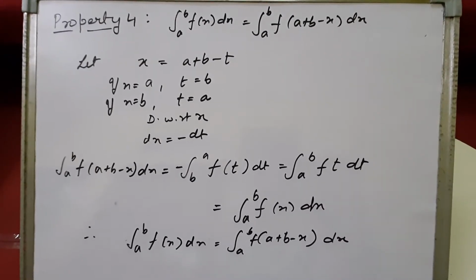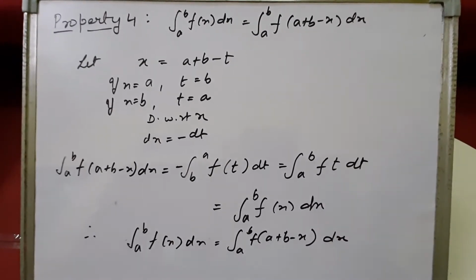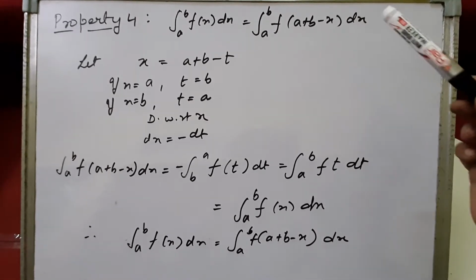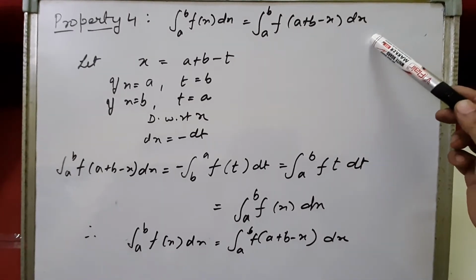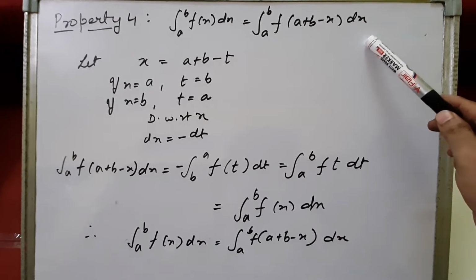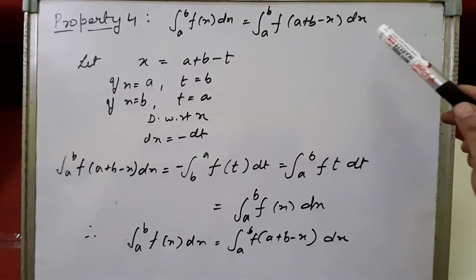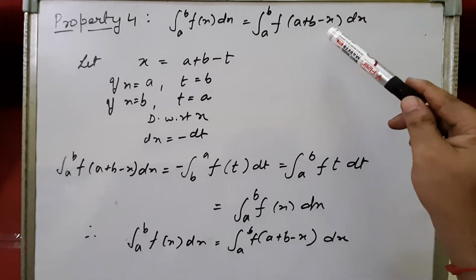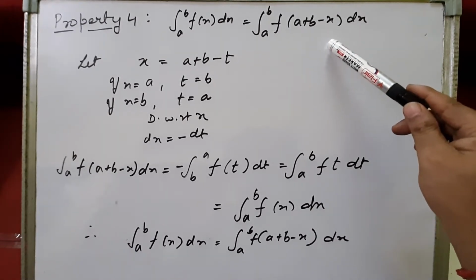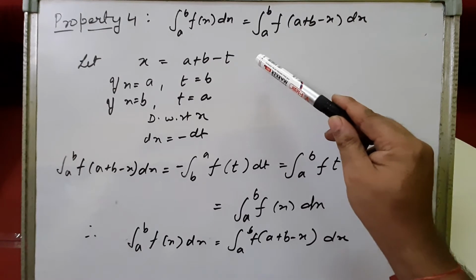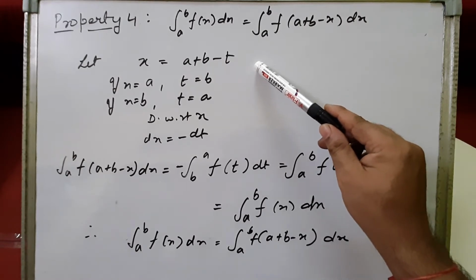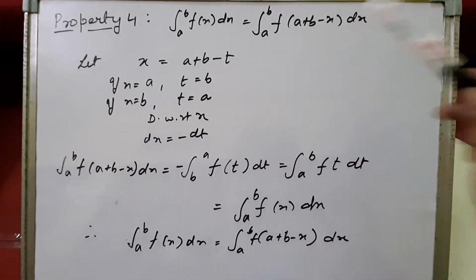Okay children, now let's see another property. Property 4. Here it is given that the integration of a to b f(x) dx can be represented as the integration of a to b f(a plus b minus x) dx. Let's see how. We are solving the right hand side and trying to prove it equals the left hand side. So let a plus b minus t equal x.